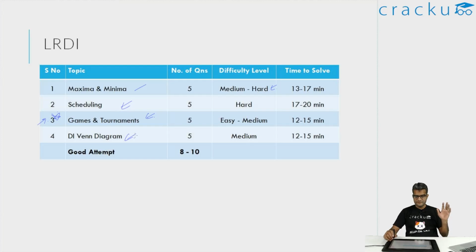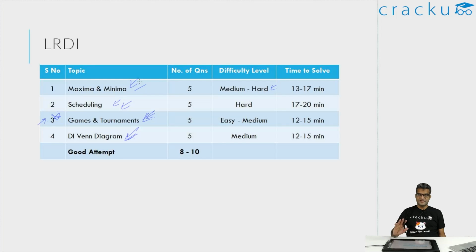Normally, across the 4, somebody who is aiming to score 99 plus in LRDI, there are some people who would say LRDI is my strength. Anybody who is saying LRDI is my strength, I do very well in LRDI, they'll have to get the games and tournament set correct in 12 minutes. They have to get the DA Venn diagram set again in 12 minutes. And scheduling, I think, is difficult to solve in 12 to 15 minutes, but they can attempt some questions in maximum and minimum. So overall, somebody who is very good should be able to get, say, 2.5 sets correct.